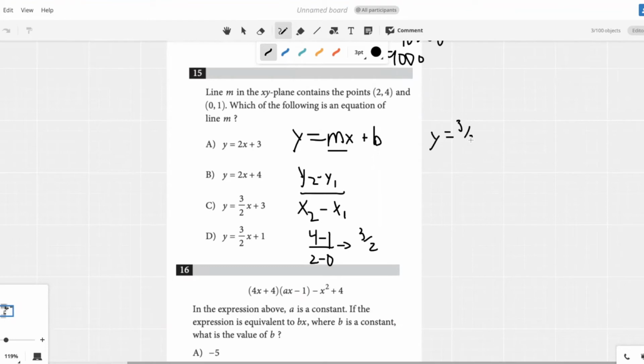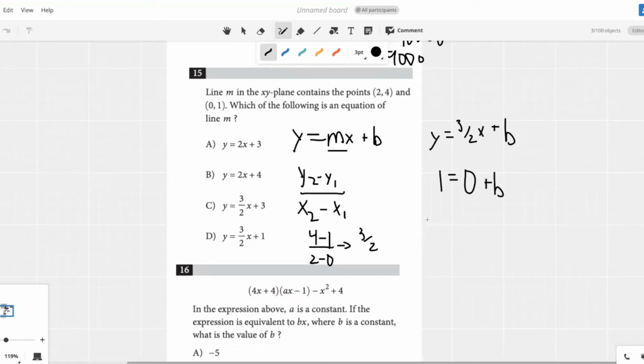And to solve for b, all we have to do is plug in the values of a given point. Let's use (0, 1) because it'll be a little bit simpler. So plug in 0 for x and 1 for y. 1 is equal to 3 over 2 times 0, which is 0, plus b. So we know that b is equal to 1.